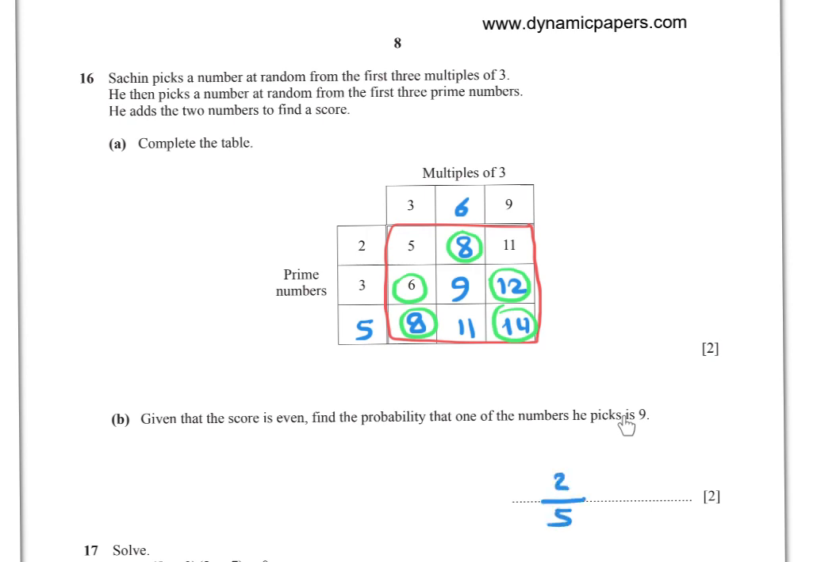Because in the rest he didn't pick 9. For example, this one is 3 and 2, and 6 is 3 and 3, and 8 is 5 and 3. Okay?